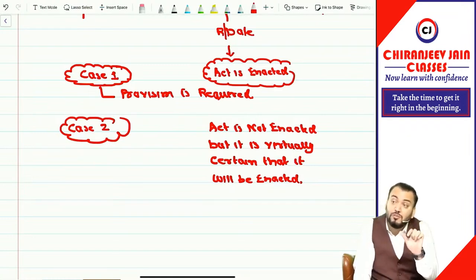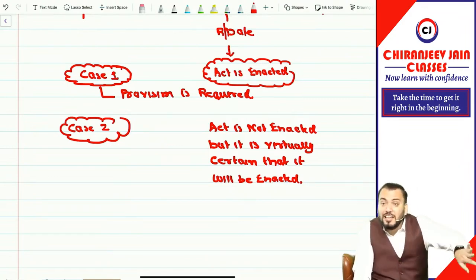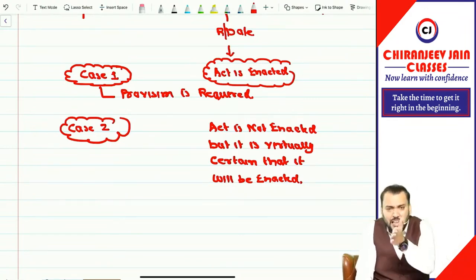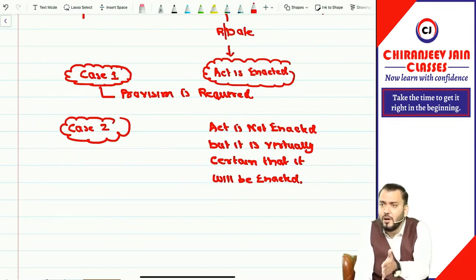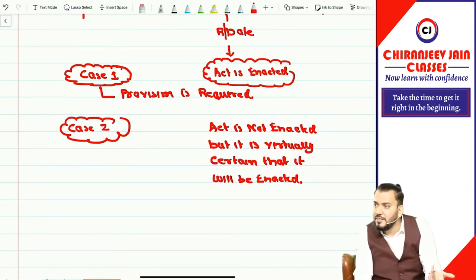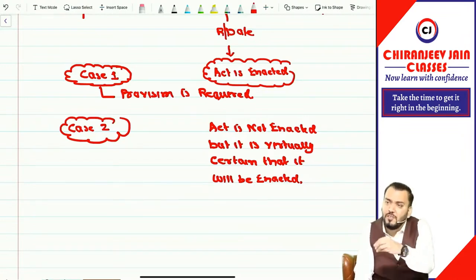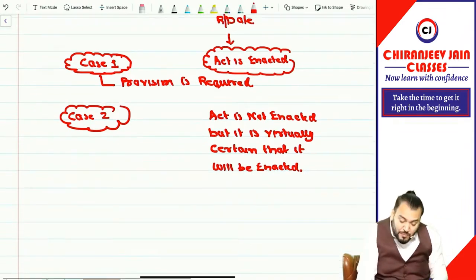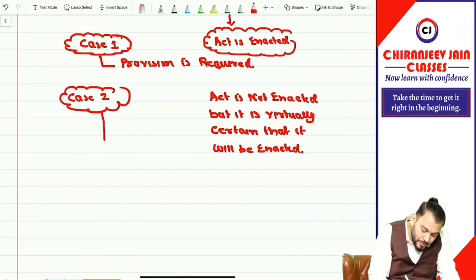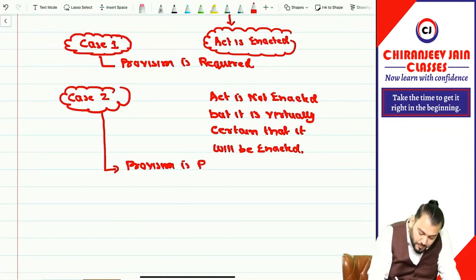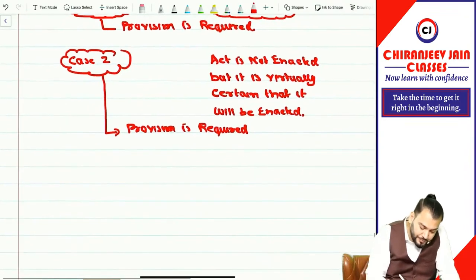So virtually certain, when it will become virtually certain, that has not been defined under Ind AS 37. It is a matter of judgment. But again, in these circumstances, whatever I have said right now, it is virtually certain that it will be enacted. Understood? Don't worry from exam point of view. In exam, they will mention that it is virtually certain that it will be enacted. If it is virtually certain, what you will do? Can you say provision is required?